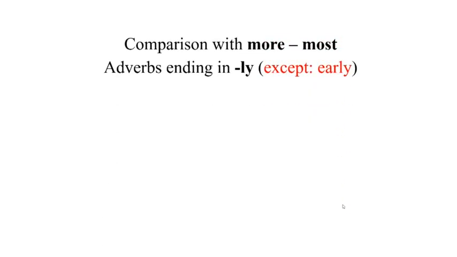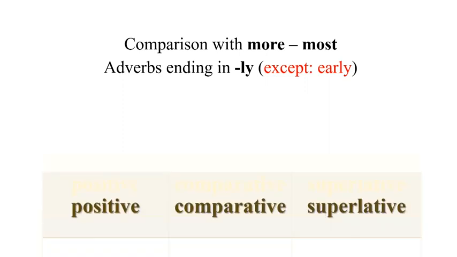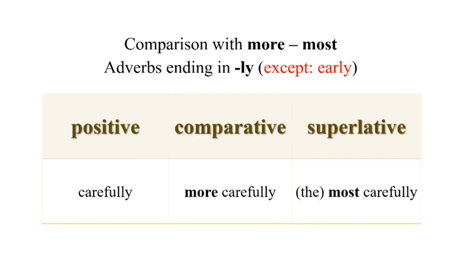Comparison with more or most. These are all adverbs ending in ly except early. Okay? So, carefully, more carefully, the most carefully. Bilo bi vrlo komplikovano da više složene priloge poredimo sa ER i EST. Carefully, carefullier, carefulliest. To niko ne bi mogao da izgovori. Dakle, više složni prilozi, kao i pridevi, se porede pomoću more i the most.